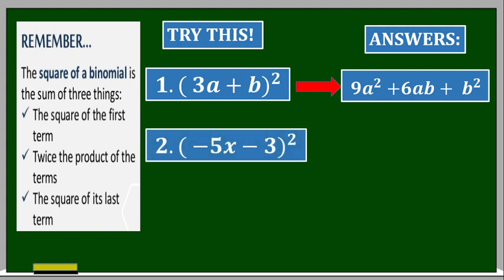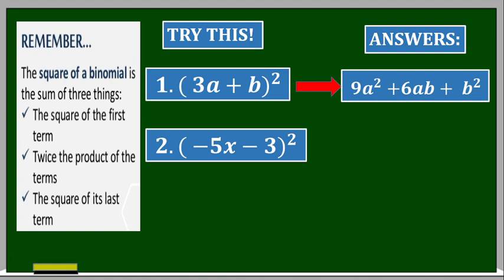Next, number 2. Product of the first. So, negative 5 times negative 5, 25x squared. Okay? Negative 5x, both are raised to the second power. Square of that is positive 25x squared.